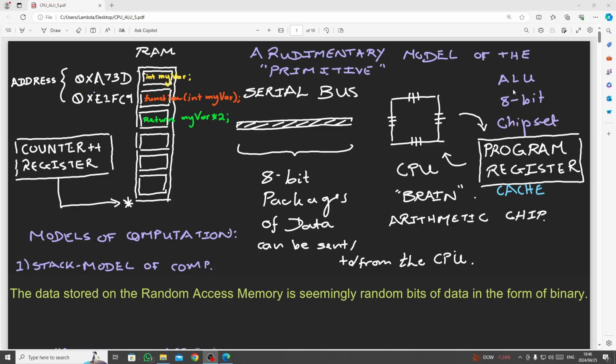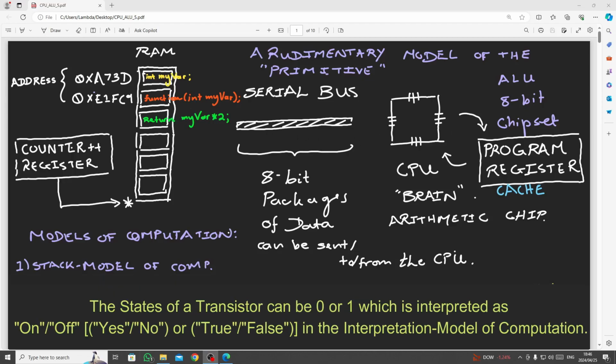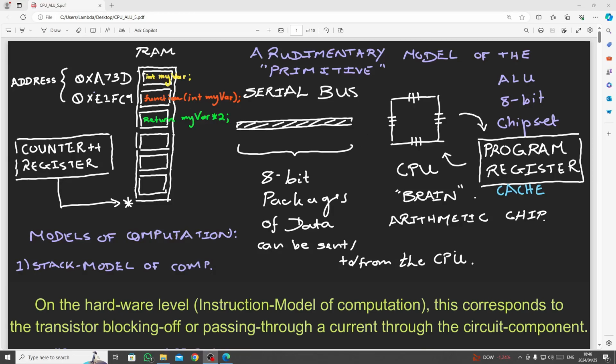The data stored on the random access memory is seemingly random bits of data in the form of binary. Keep in mind, the reason for using binary format to encode and manipulate data in computer memory is due to factors including the following. 1. The states of a transistor can be 0 or 1, which is interpreted as on or off, yes or no, or true or false, in the interpretation model of computation. On the hardware level, in the instructional model of computation, this corresponds to the transistor blocking off or passing through a current through the circuit component.